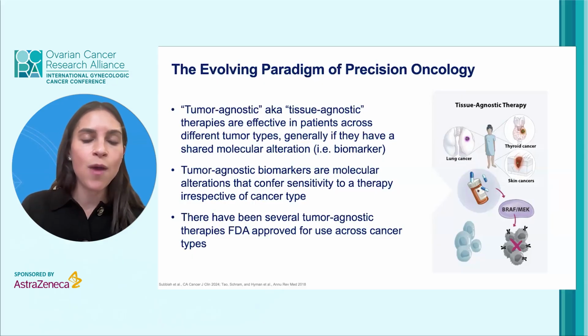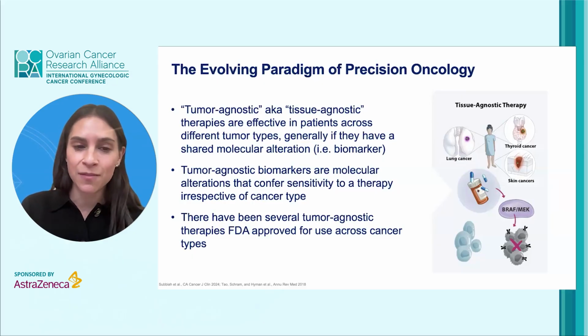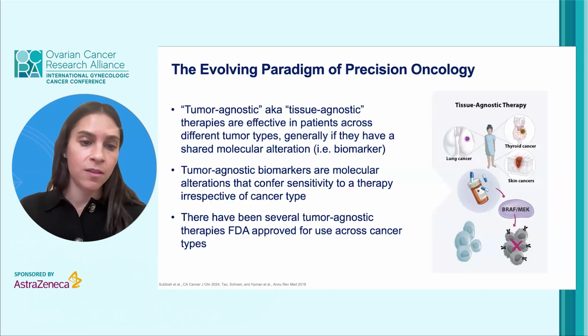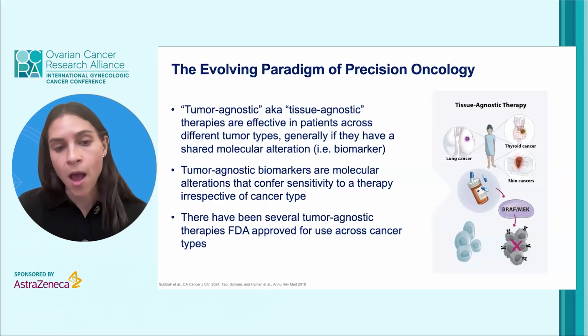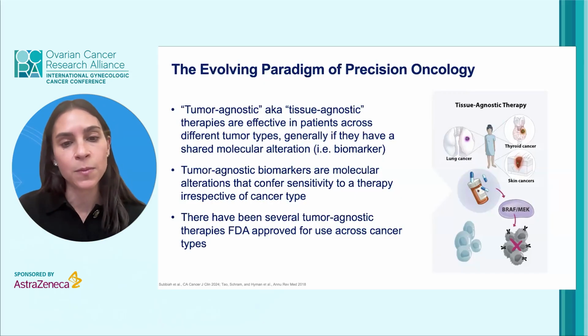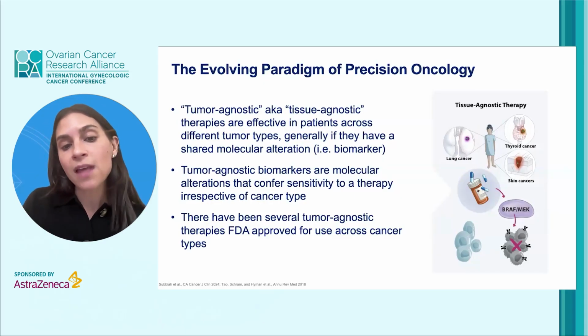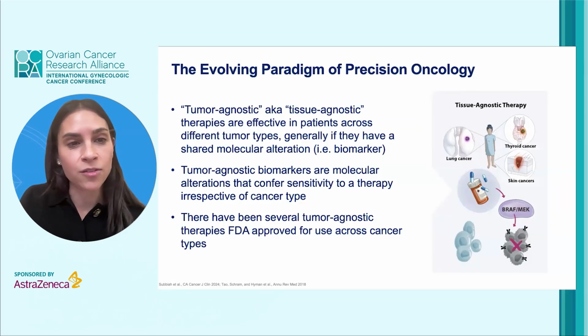So if you have a targeted therapy targeting a specific molecular alteration, it may not matter whether the cancer is breast cancer or cholangiocarcinoma or lung cancer, as long as they have that specific alteration. And there have now been several tumor agnostic therapies FDA approved to use across different cancer types.